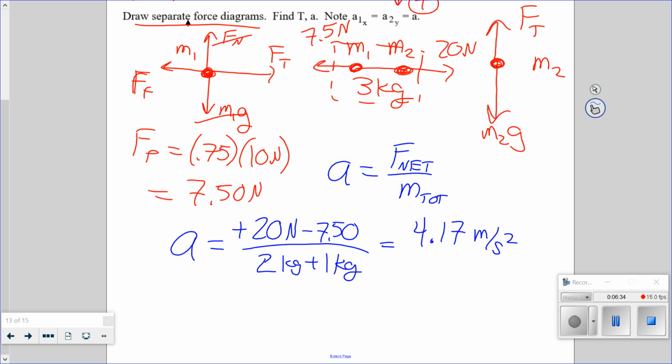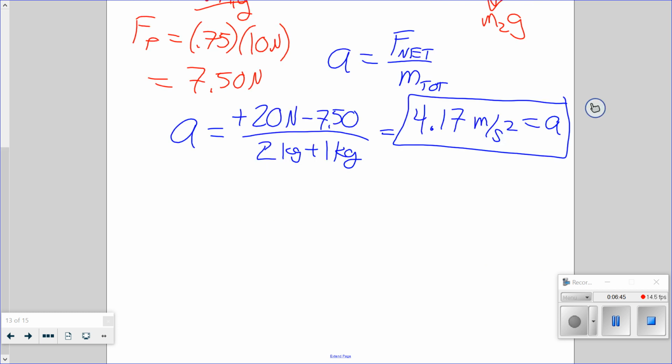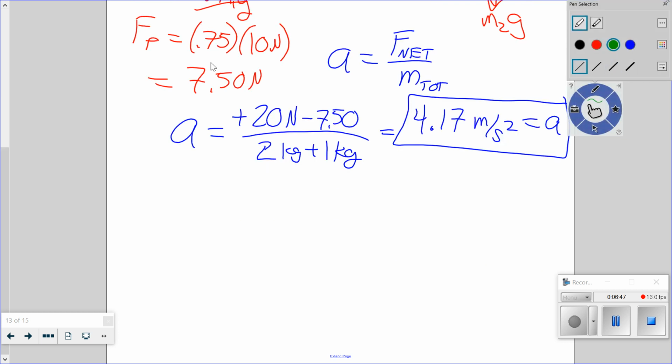Did you catch me? So there's your acceleration. Did you catch me messing with you the other day? I made every single class start with the big mass, when really that was kind of silly.